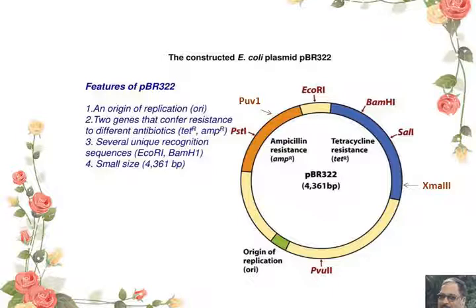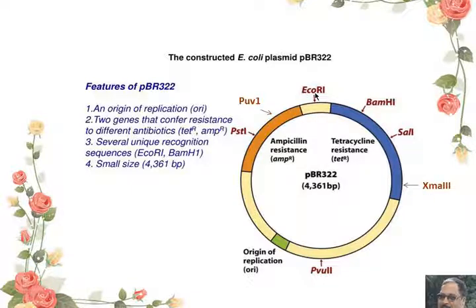This plasmid is composed of 4,361 base pairs. It has got an ORI region, 2 selectable markers, one in form of ampicillin resistant gene and the second is in form of the tetracycline resistant gene, and then it has almost 13 multiple cloning sites, but of which 7 are of importance.